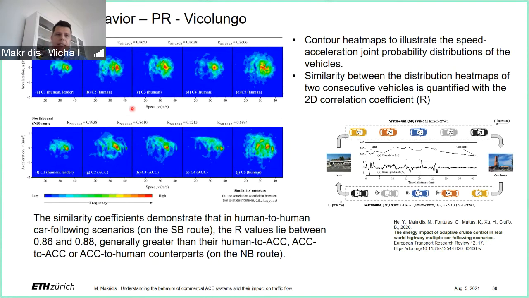while for ACC, they're not very similar. And if we see the R scores, we will see that the R values are greater between humans than between humans and ACC, ACC and humans, and ACC and ACC systems. It's like saying that the human drivers mimic better the behavior of the vehicle ahead than when you have a system with one human driver and an ACC system.